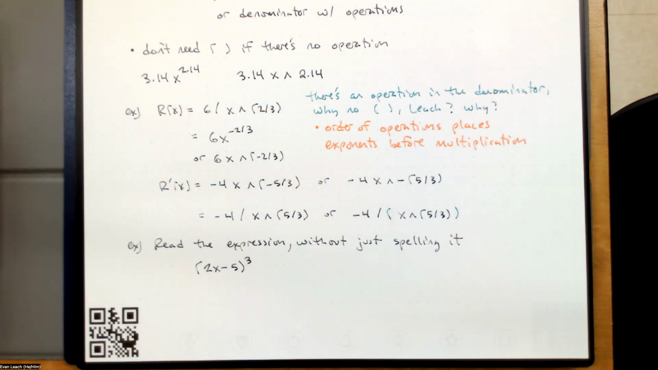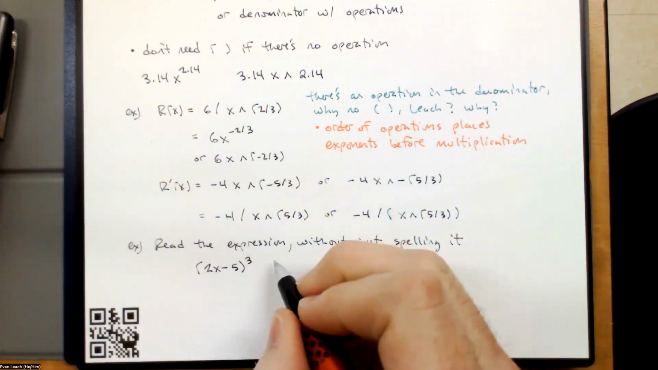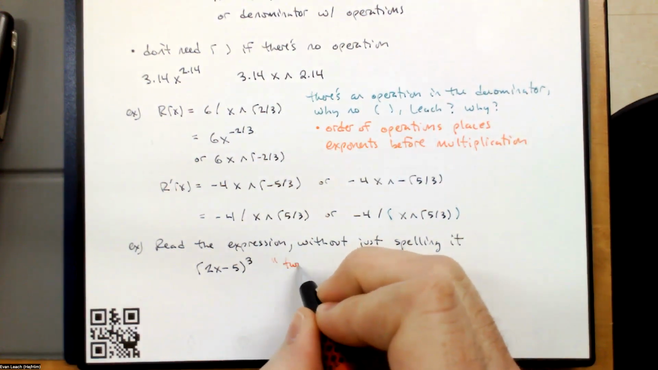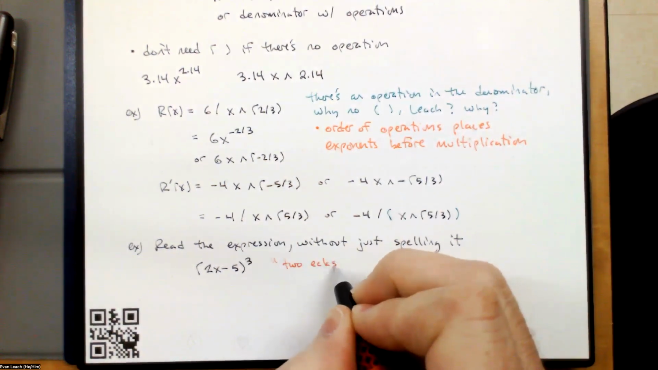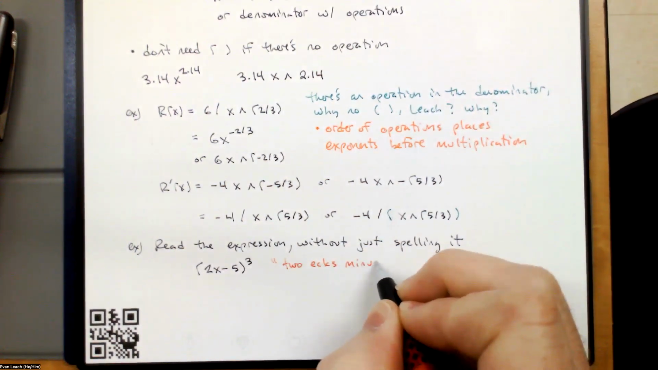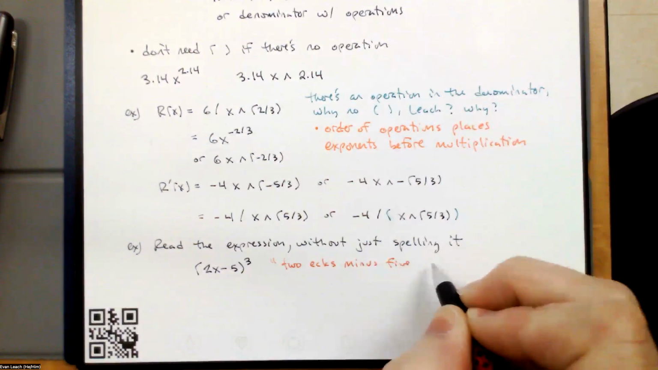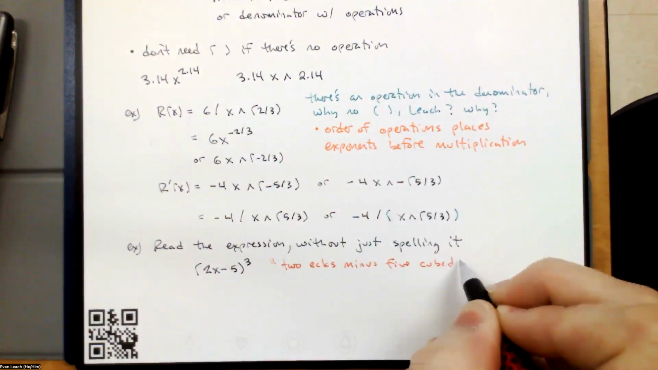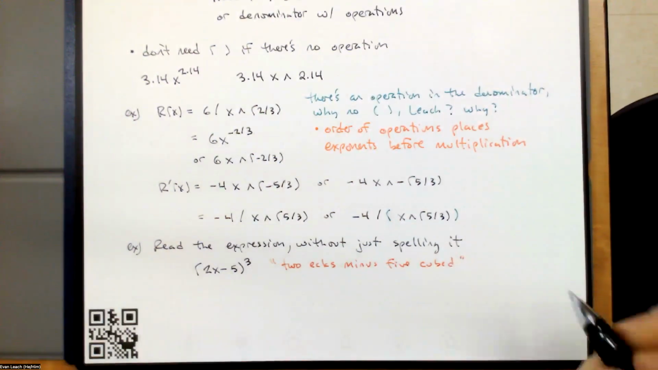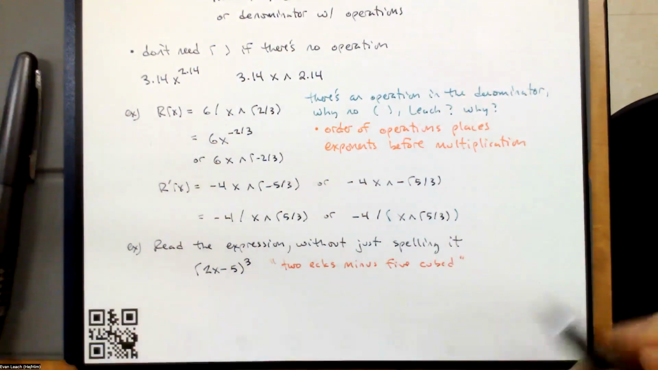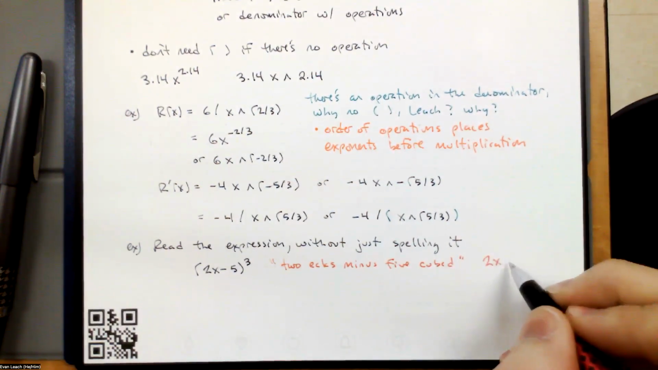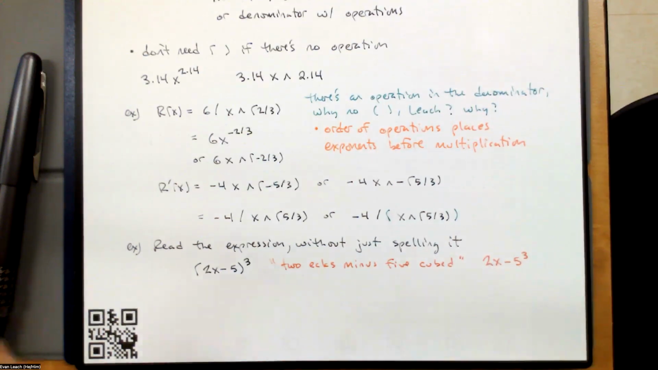Because if you just say "2x minus 5 cubed" out loud, someone's going to write 2x minus 5 cubed. And they'll be like, oh, why did you just say 125? You're like, well, that's not what I meant. Does that make sense?